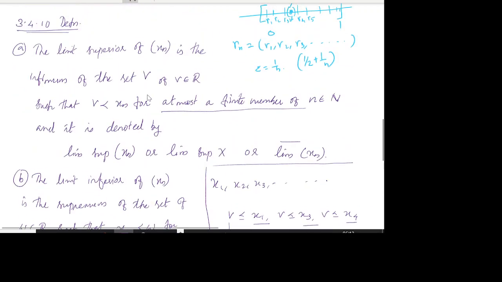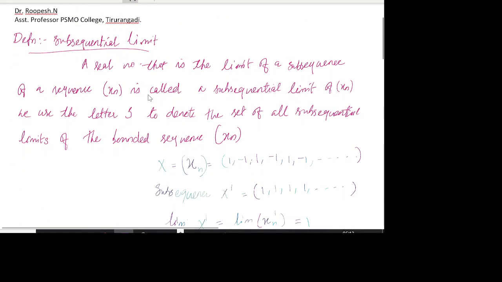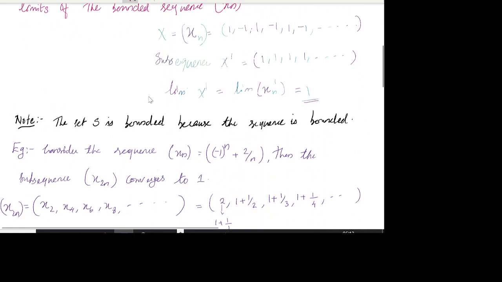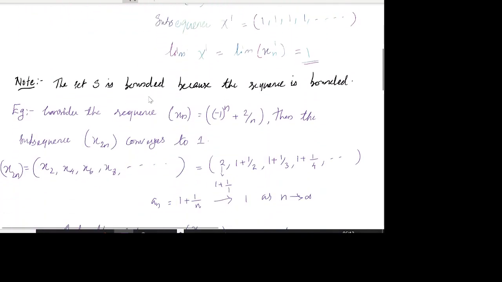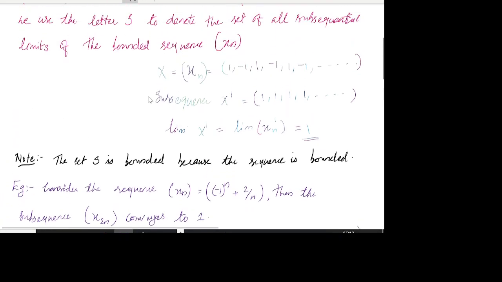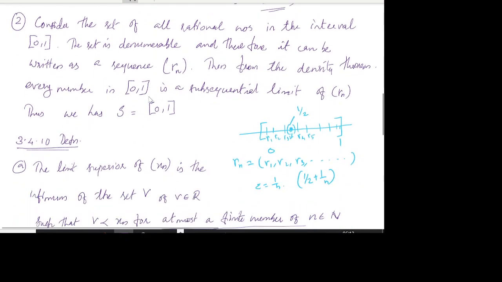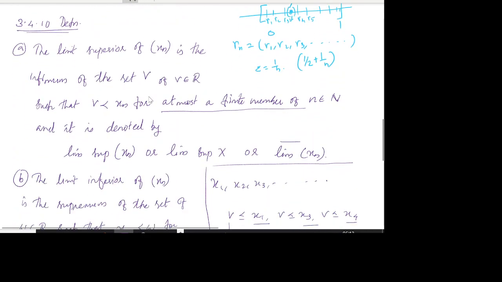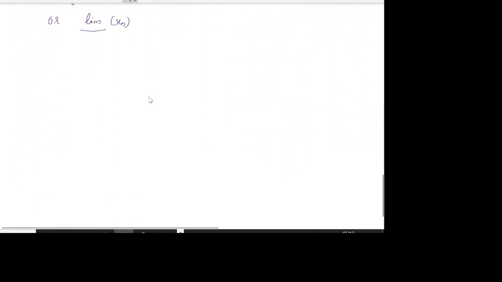So today I have discussed only two definitions. First definition is subsequential limit. Subsequential limit means we are going for subsequences and finding their limits. If it converges, we find its limit, and then that limit we express in a set. The set is called the set of subsequential limits and it is denoted by capital S. And next is limit superior of xn and limit inferior of xn.